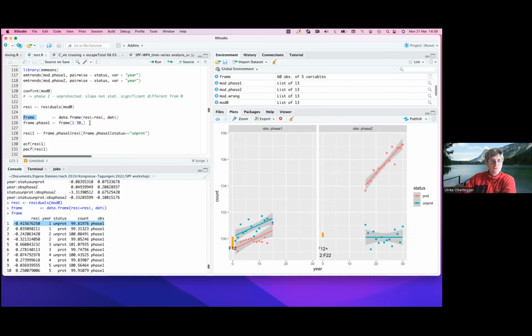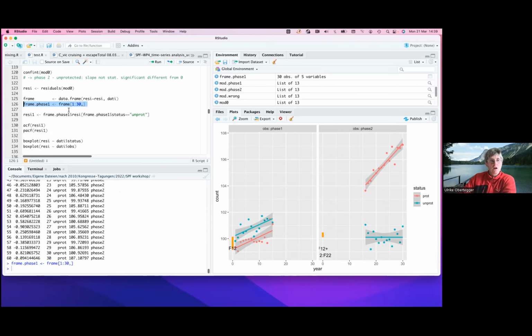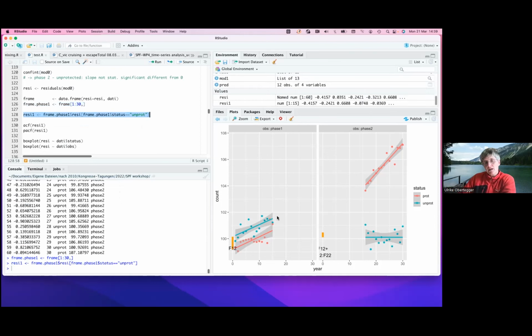So I take the first 30 observations. This is my frame phase 1. And I take the residuals only for unprotected, and unprotected is the green. So these are my resi 1. These are the residuals for this line. And what do we want to see? We want to see no temporal correlation. We want to see no difference in the variance of residuals with respect to our factors.